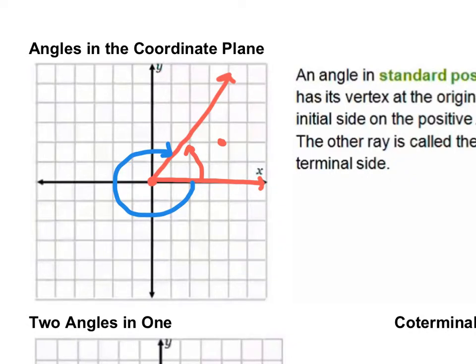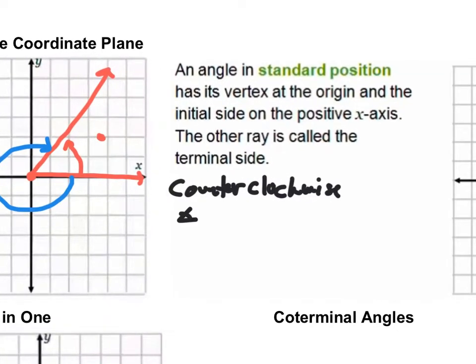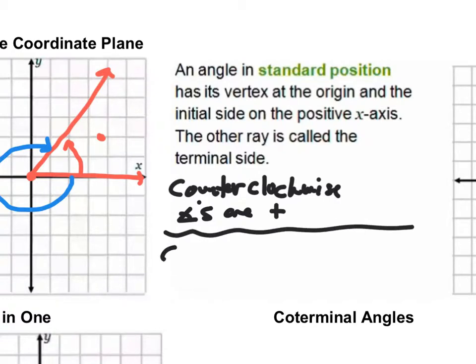I do want to write this down. When we go counterclockwise, our angle measures, angles are positive. If we go clockwise, our angles are negative.